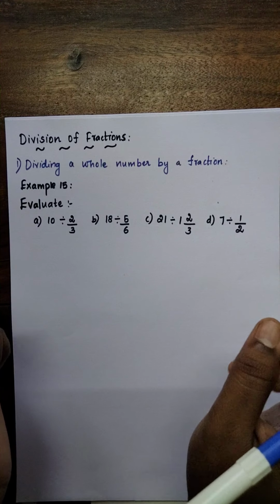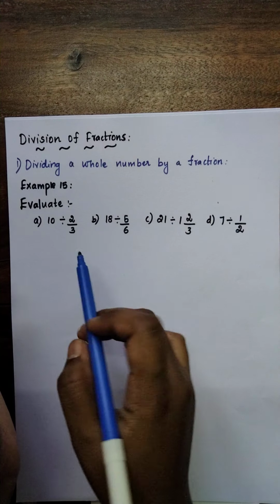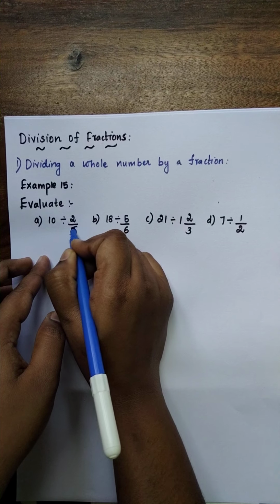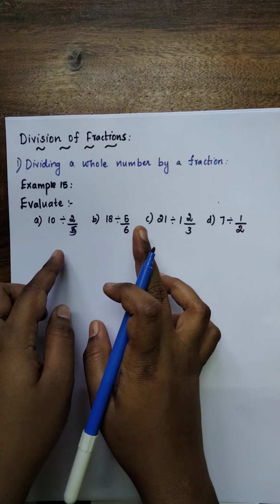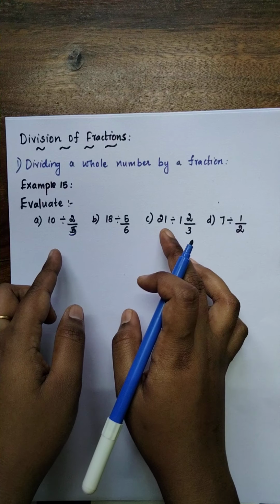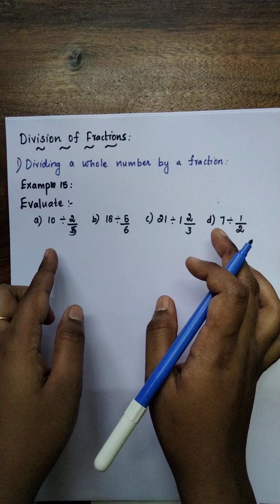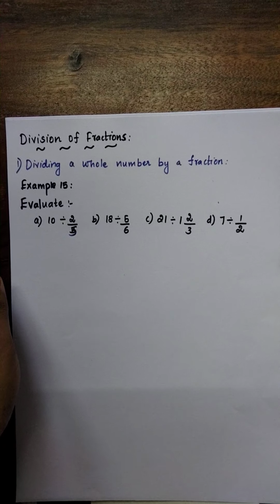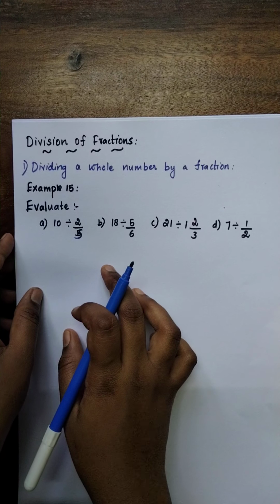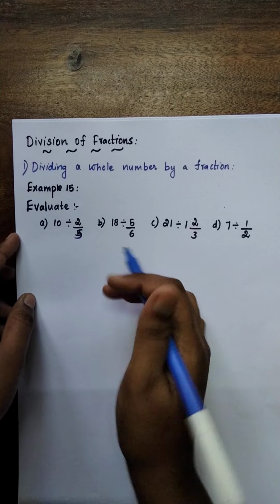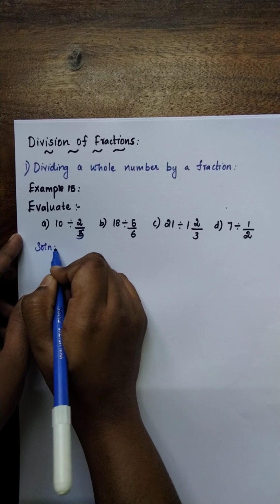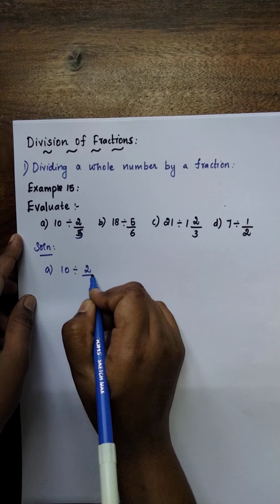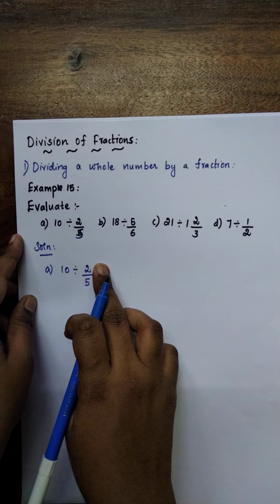The question is example 15. Evaluate 10 divided by 2 by 5. Okay, this is not 2 by 3, this is 2 by 5. Then 18 divided by 5 by 6, 21 divided by 1 2 by 3, and the last question, 7 divided by 1 by 2. We are going to solve them. First, write the solution. First question, 10 divided by 2 by 5.